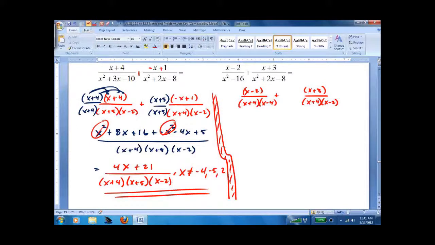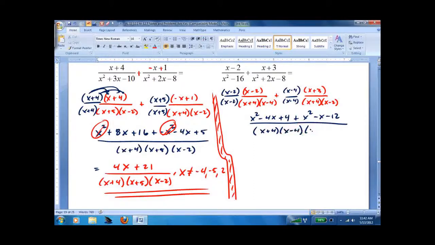We got x plus 4s on both sides. So I'm just going to multiply by x minus 2 over x minus 2. That's that one. And then x minus 4 over x minus 4. That's this one. FOIL out the top. That's that right there. That's that right there. Leave the bottom alone. X plus 4, x minus 4, x minus 2.